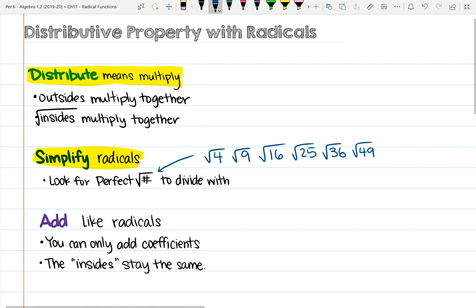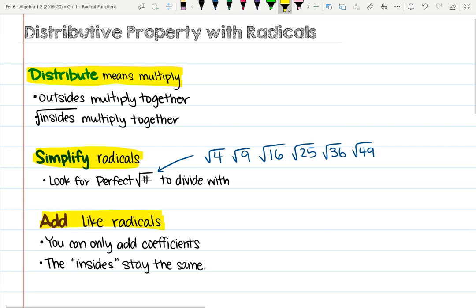Okay? So distribute and multiply. You're going to simplify any radicals. And then the last thing you want to do is look to add any like radicals. Any like terms, go ahead and combine like terms together. Remember, when we're adding radicals, you can only add the coefficients. The inside of the radical stays the same. So distribute, simplify, add. All right, here we go.